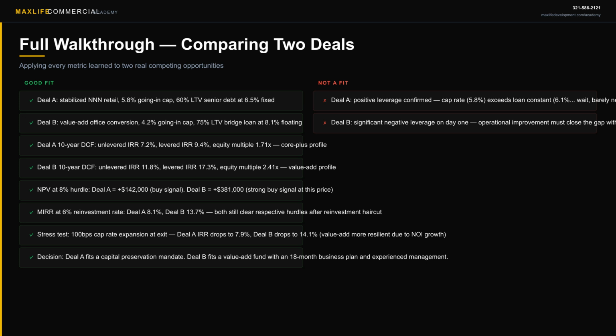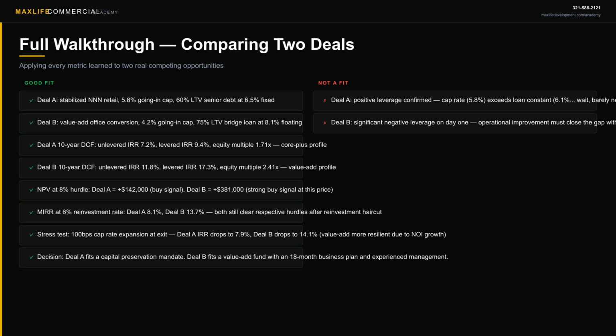At a 5.8% cap rate with 60% LTV fixed rate debt, the leverage is essentially neutral, so returns are driven almost entirely by the income stream and exit cap assumption. The DCF tells us we're looking at a 9.4% levered IRR and a 1.71x equity multiple over 10 years. NPV is positive at our hurdle rate. My IRR checks out. This is a core plus deal.